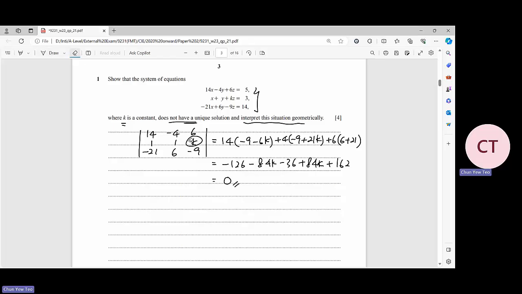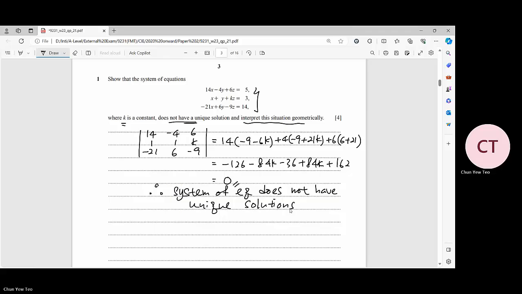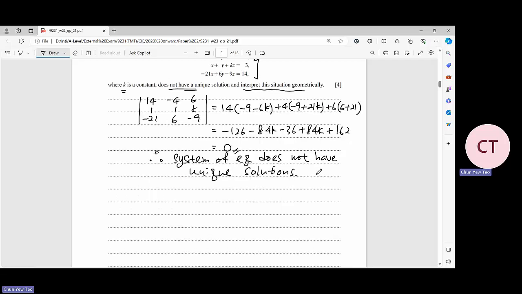So no matter what the value of k is, you will always get the determinant equal to 0. So therefore, the system of equations does not have a unique solution. Okay, then now we want to interpret this situation geometrically.